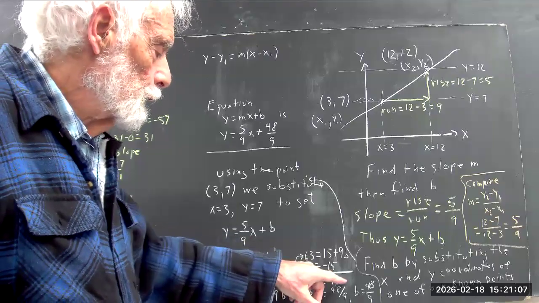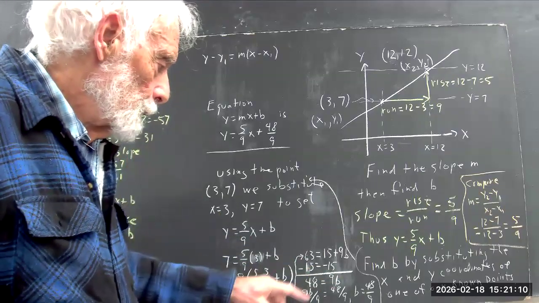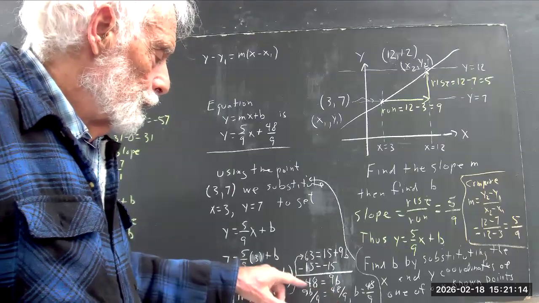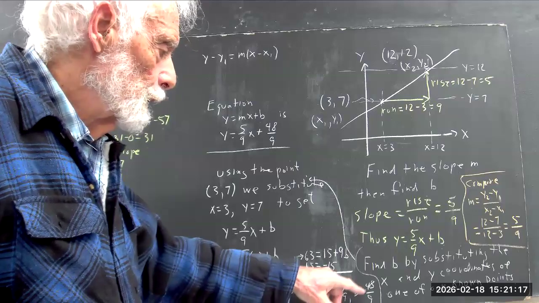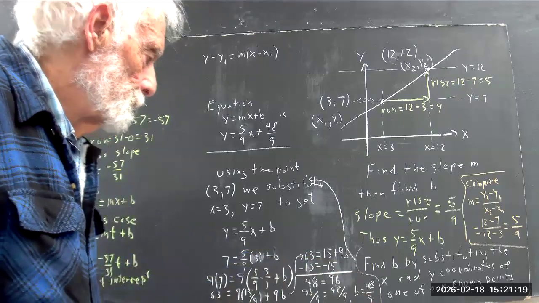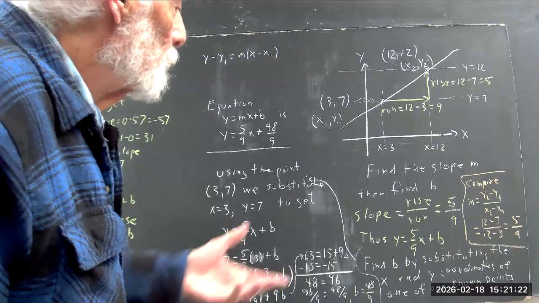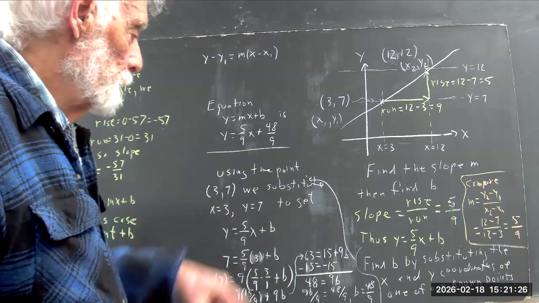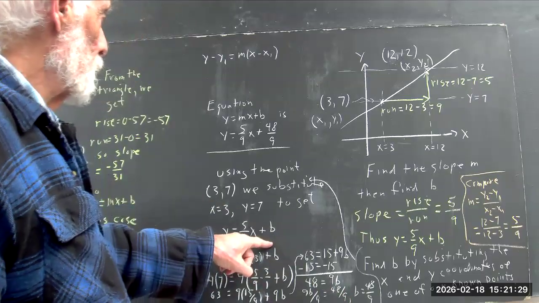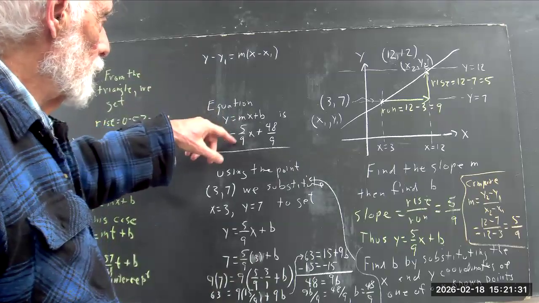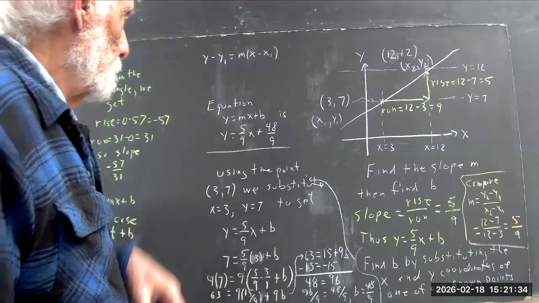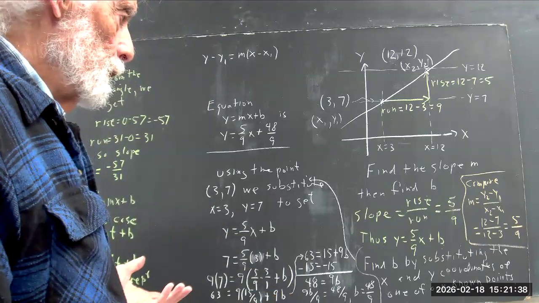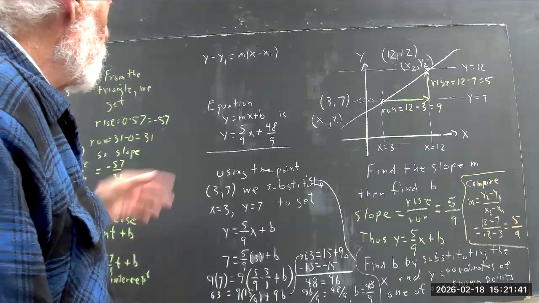Okay, so we get 48 equals 9b, and then we divide both sides by 9. 9b over 9 equals 48 over 9. 9b over 9 is just b, so we get b equals 48 over 9. Okay, well, we started this little phase knowing that y equals 5/9 x plus b. Now we know b, and we can write the equation y equals 5/9 x plus 48 over 9. And there's our equation.